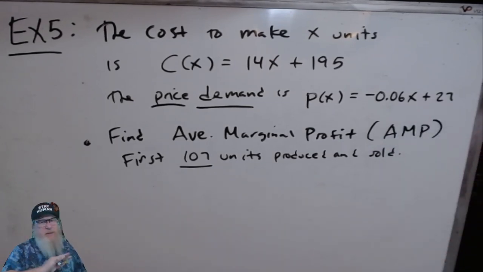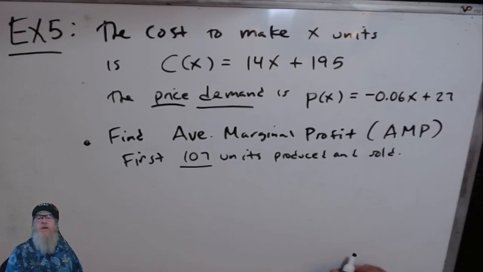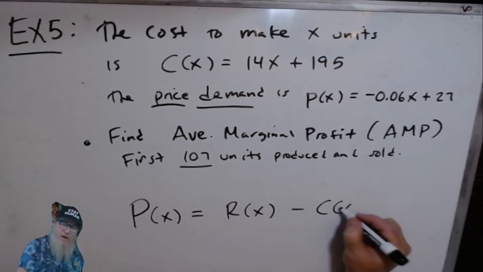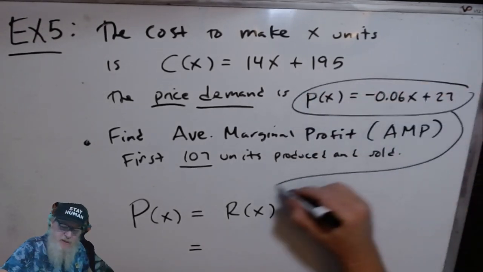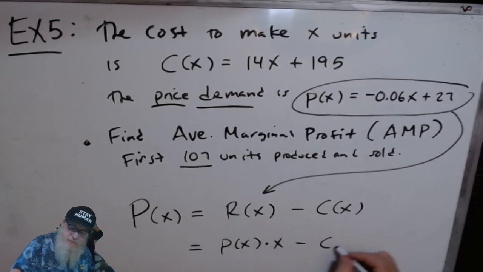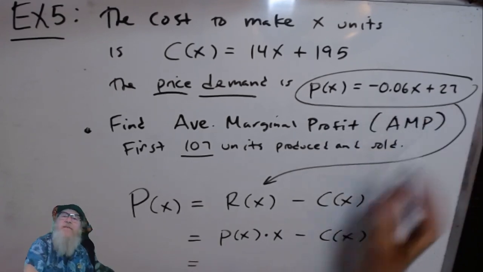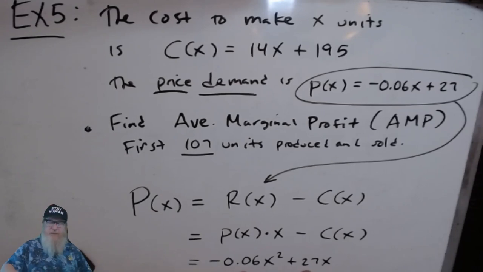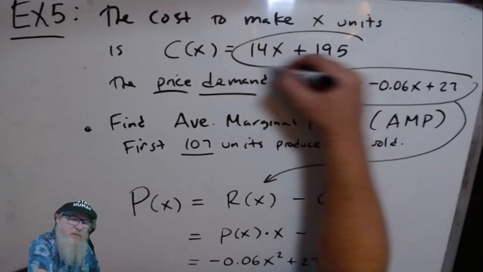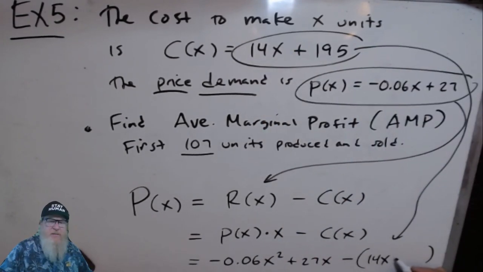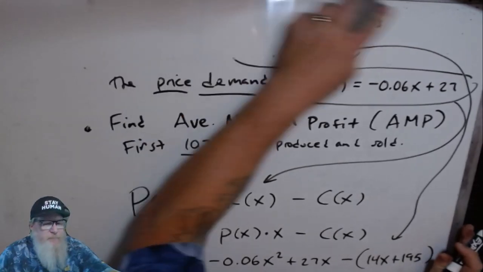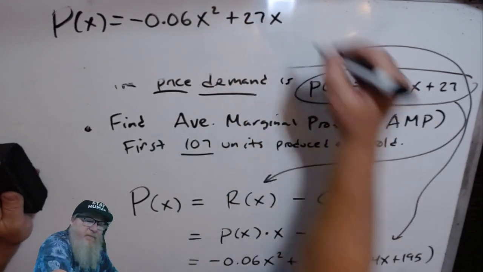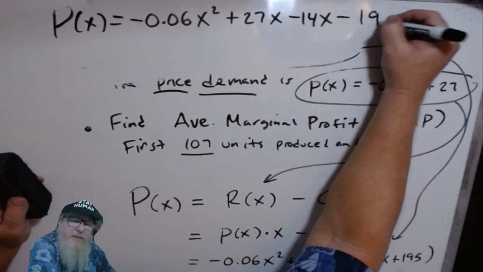You could do the same thing for revenue. I'm not going to. I think this video has already gone on long enough, so I want to wrap this up. So we have to find the profit function. That's going to be the revenue minus the cost. Remember, revenue is just P of X times X, so just multiply this whole thing by x. So you get a revenue function. So that's revenue, minus the cost, 14x plus 195. So our profit function is negative 0.06x squared plus 27x minus 14x minus 195.